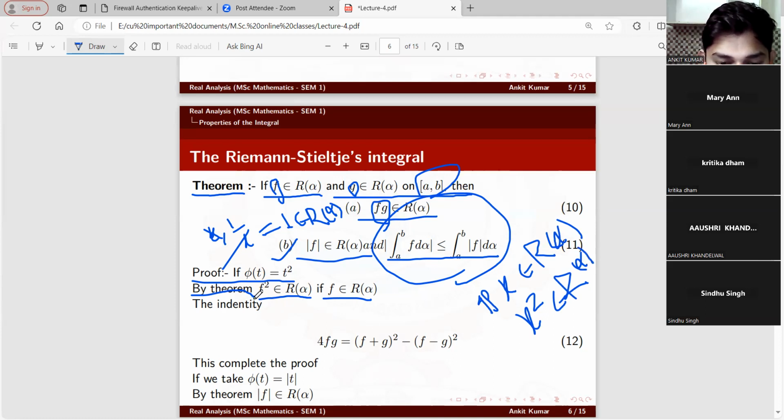So by using the statement of this theorem, we define our identity: 4fg is equal to (f plus g) whole square minus (f minus g) whole square. First of all, we take (f plus g) whole square. What is this? (f plus g) square is f square plus g square plus 2fg.